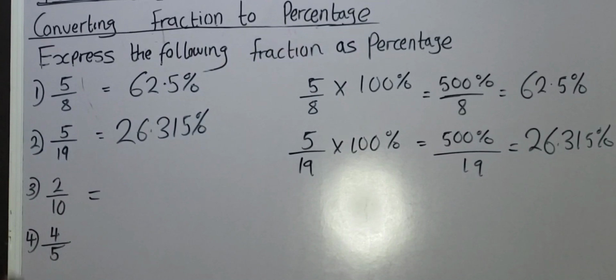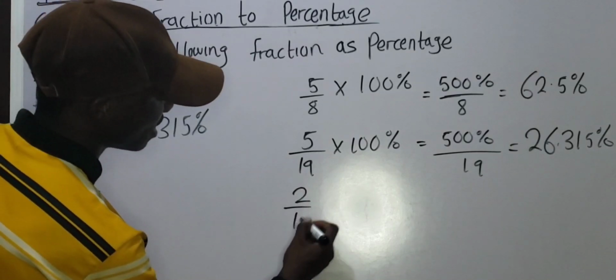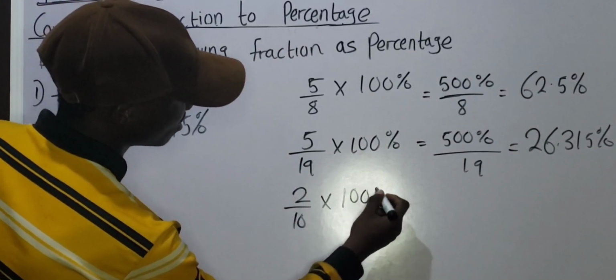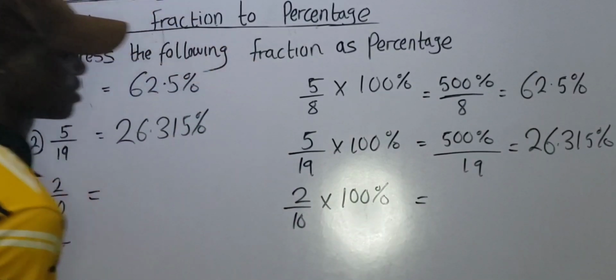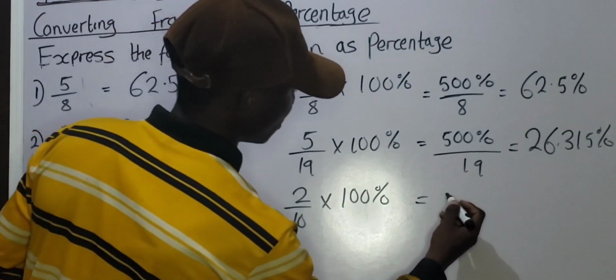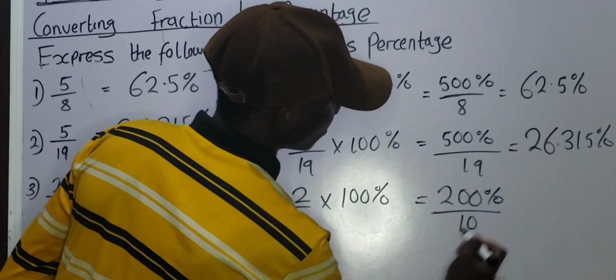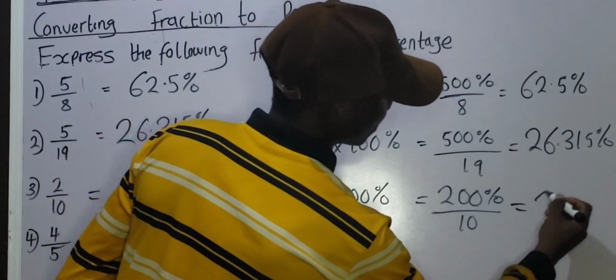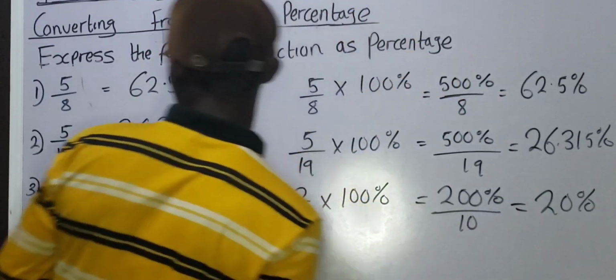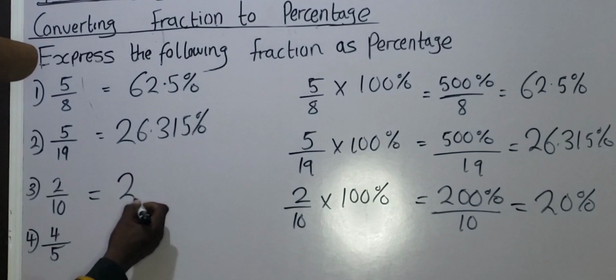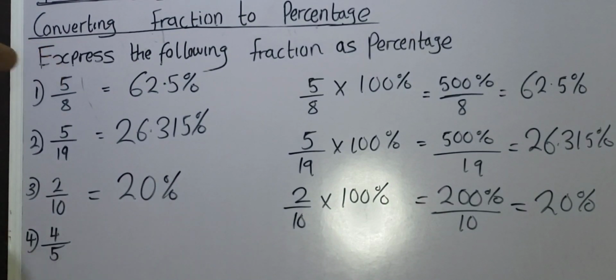Okay, so for this, express 2/10 as a percentage. All we have to do is multiply the fraction by 100%. So I'm going to have 2/10 multiplied by 100%. This will give me what? That is 200% over 10. Okay, so that is 20%. So this one is 20%.